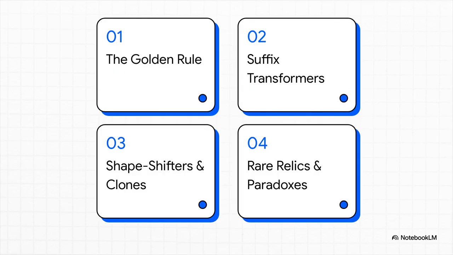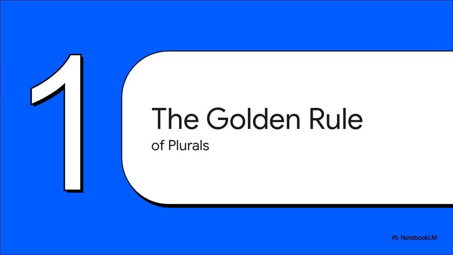Here is our roadmap for the explainer. 1. The golden rule of plurals. 2. The suffix transformers. 3. Shapeshifters and clones. And 4. Rare relics and paradoxes. All right, let's kick things off with Section 1, the golden rule of plurals.